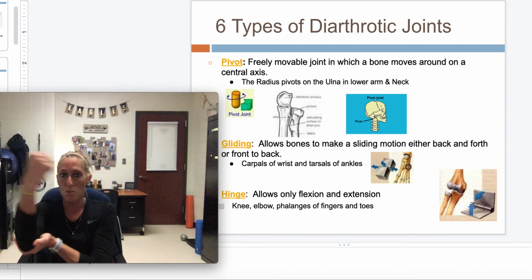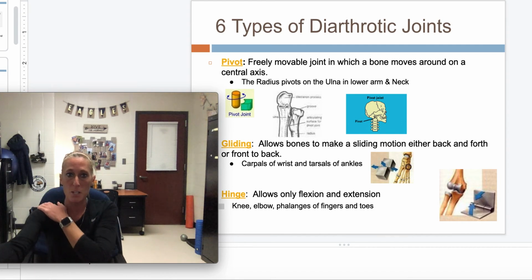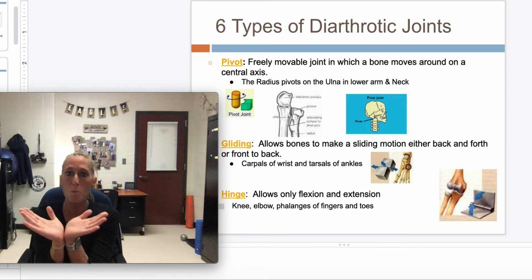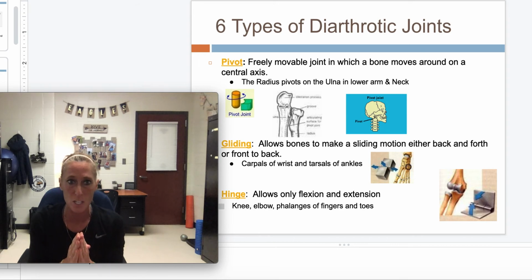The only reason I can do this movement is because of the ball and socket in my shoulder. So this is only a hinge joint. It only opens and closes, or what we will call flexion and extension.